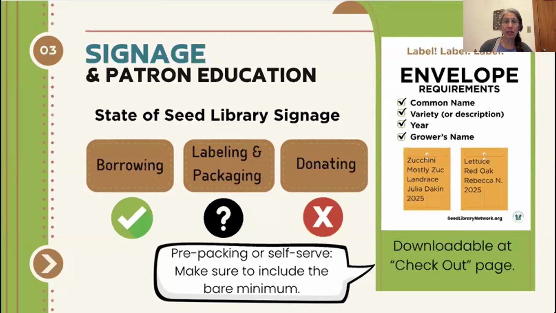In terms of the labeling piece, whether you're doing it yourself or letting people take stuff out of an envelope and write their own information on their envelope, it would be good to have some signage about minimum requirements. So the minimum requirements you would like to have on your envelope are the common name, the variety, the year, and you want the year because seeds have a limited lifespan.